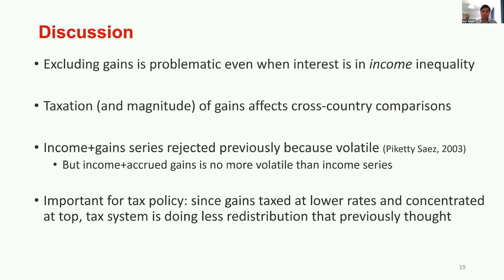And this is important for tax policy and the recent work by the Office for Tax Simplification, because gains being taxed at this lower rate not only creates the shifting that I showed you, but it also means that the tax system is doing a lot less redistribution than we've previously thought. People at the top have a lot of gains and we're not effectively taxing those gains, so the tax system is really not doing anything to redistribute them.